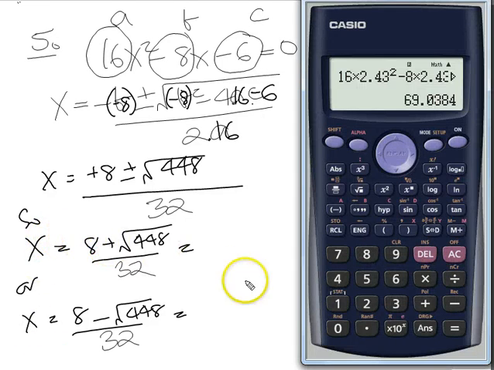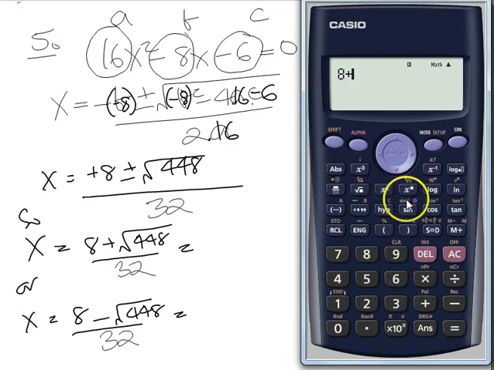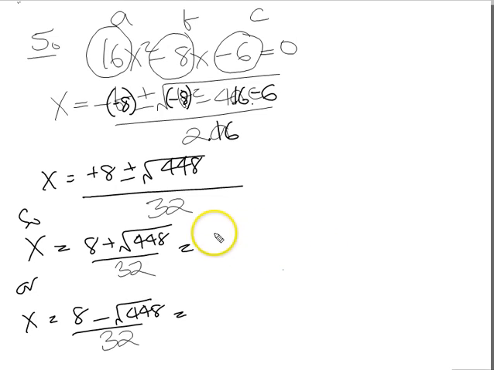Okay, so it's going to be 8 plus root 448. 8 plus square root of 448 equals, that's the number on top, get the decimal of it, divided by 32. 32 equals, we get that, 0.91.